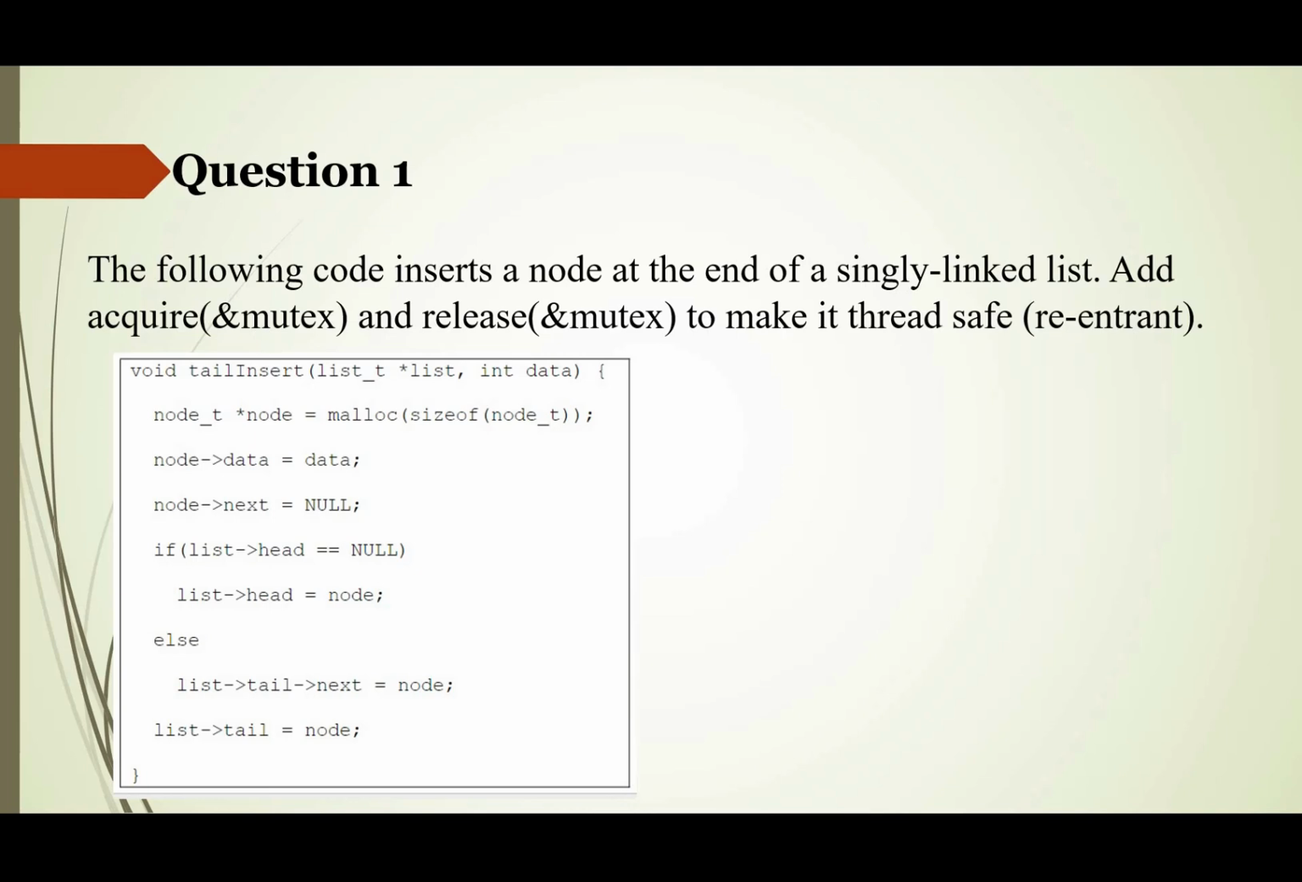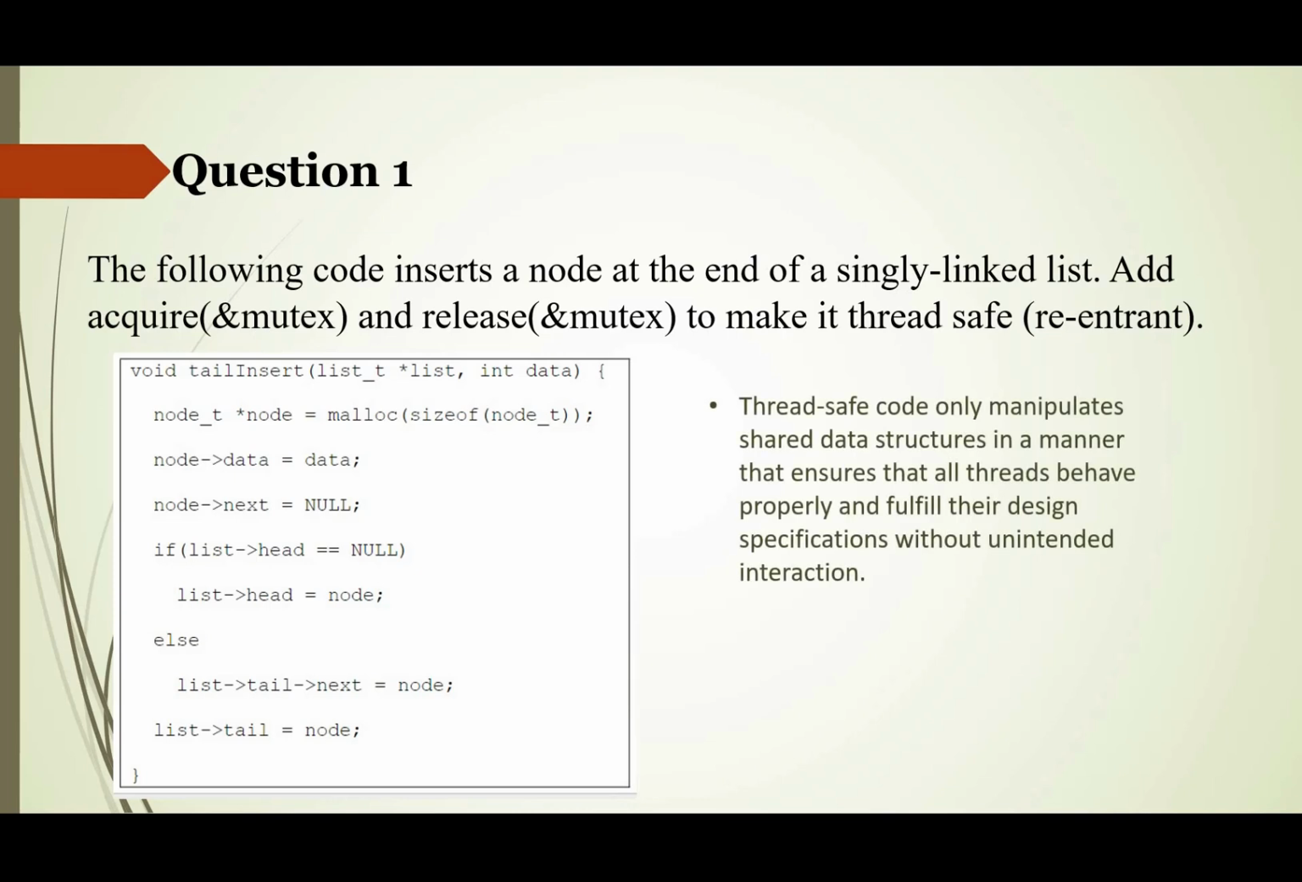So what does it mean to have a thread safe or reentrant function? Basically, thread safe code only manipulates the shared data structure in a manner that ensures all threads properly fulfill their design specification without unintended interactions. In other words, when we have multiple threads working at the same time, we do not want any interruption or interference from other threads on the shared variables.